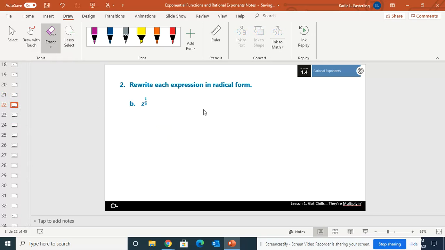All right, I'm going to have y'all do number 2B. Hopefully y'all got that this was the 5th root of z to the first power, or just the fifth root of z. I'm going to have y'all do this one as well. Hopefully you got this as the cube root of m.